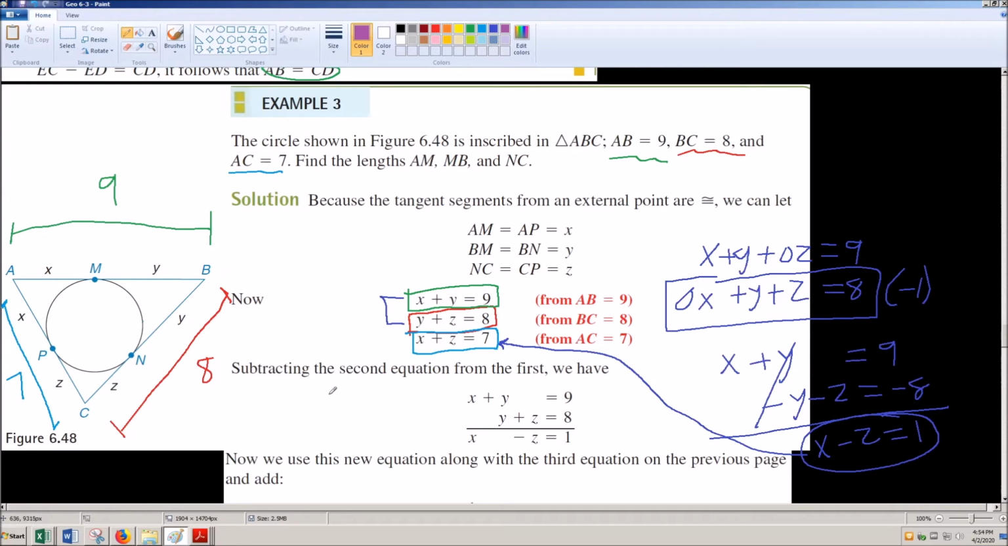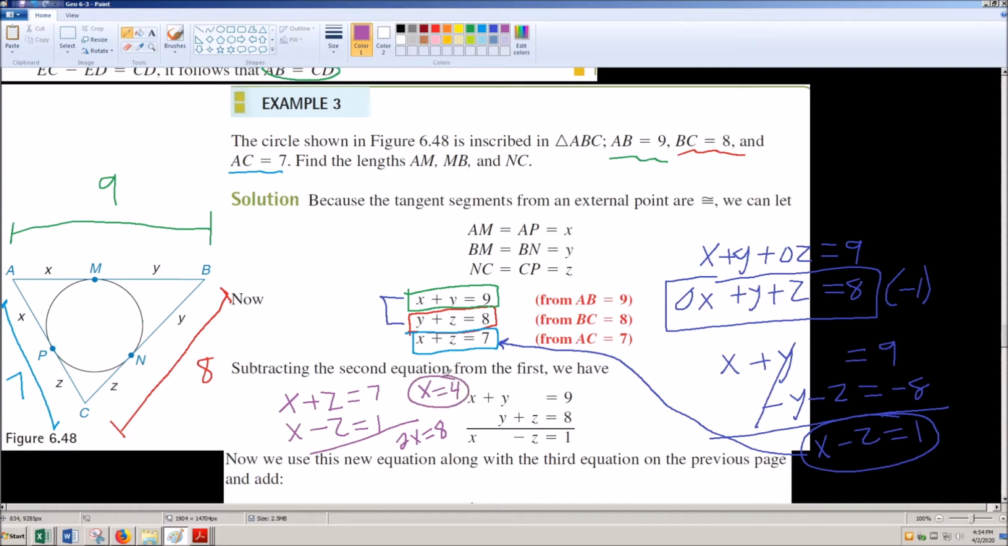Here it just ends up being a little nicer, so x plus z, and I got x minus z. So x plus z is 7. We said x minus z over here was 1. Add these things up, what do we get? 2x equals 8. And so I get my x value of 4.